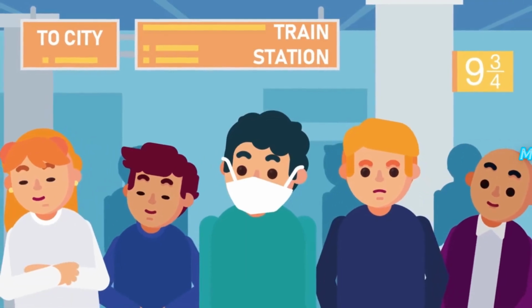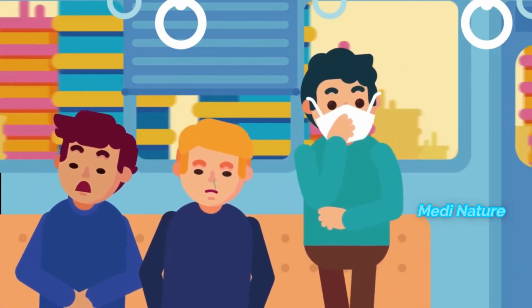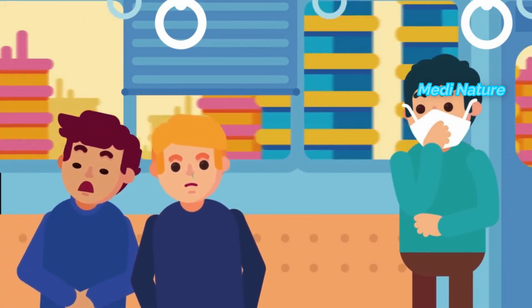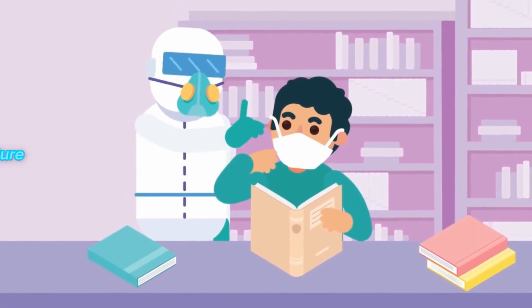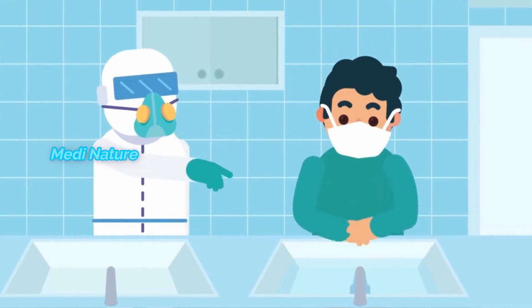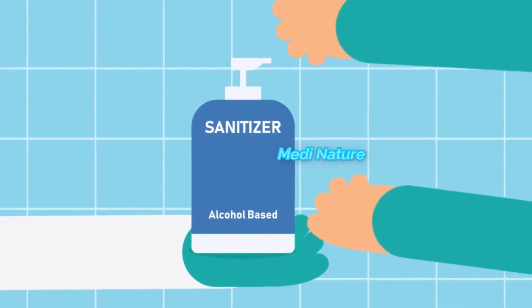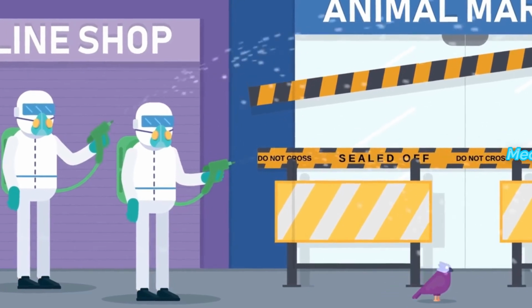To protect yourself from the virus, try to avoid contact with people who display symptoms similar to those of pneumonia or the common cold, like coughing or a runny nose. Don't touch your eyes, nose, or mouth with unwashed hands. Wash your hands frequently with soap and water and scrub for at least 20 seconds. Use alcohol-based hand sanitizer when possible. Avoid animals and animal markets.